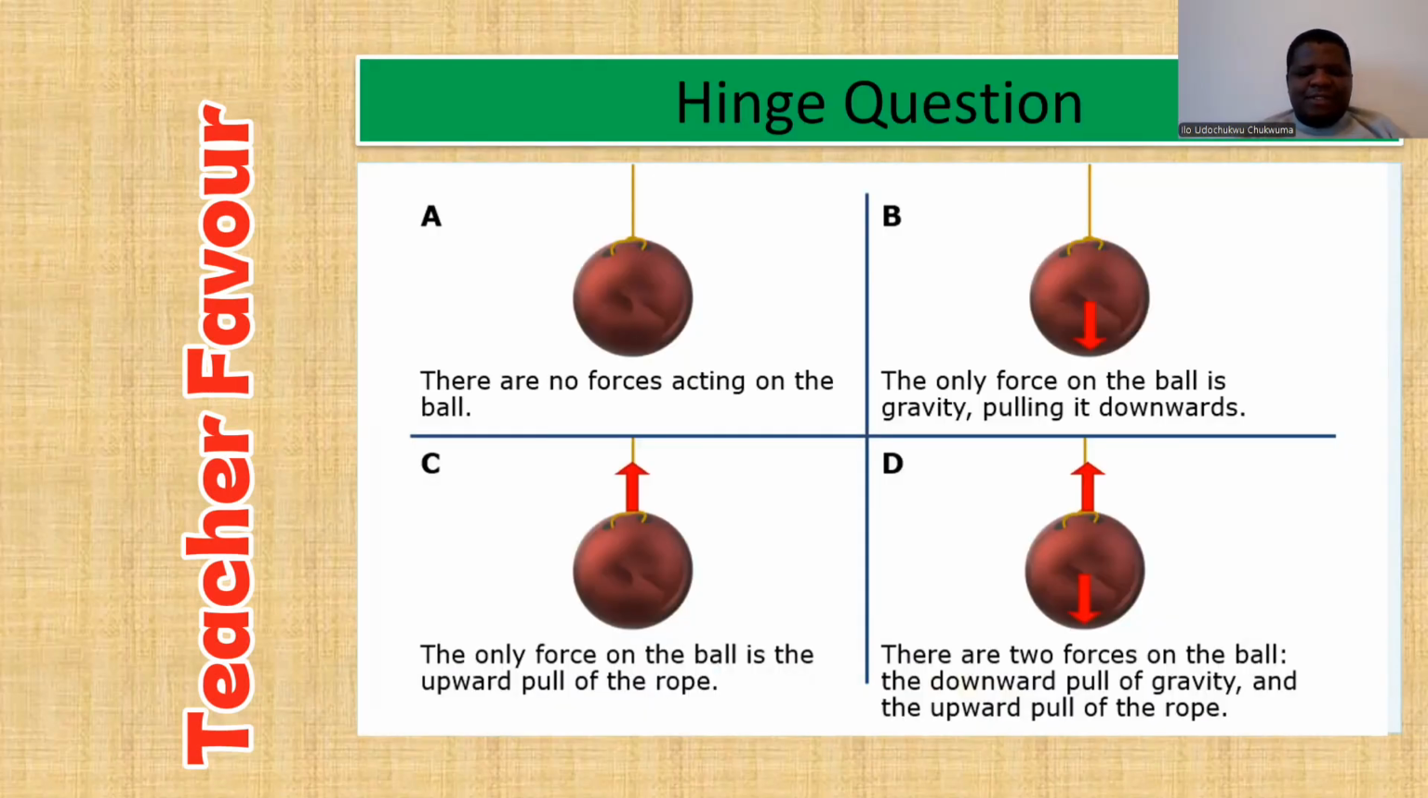You answer this question just in 60 seconds. There are no forces acting on the ball. That is option A. The only force on the ball is gravity, pulling it downwards. That's option B. The only force on the ball is the upward pull of the rope. That is option C. And option D says there are two forces on the ball, the downward pull of gravity and the upward pull of the rope. And the correct answer is option D.